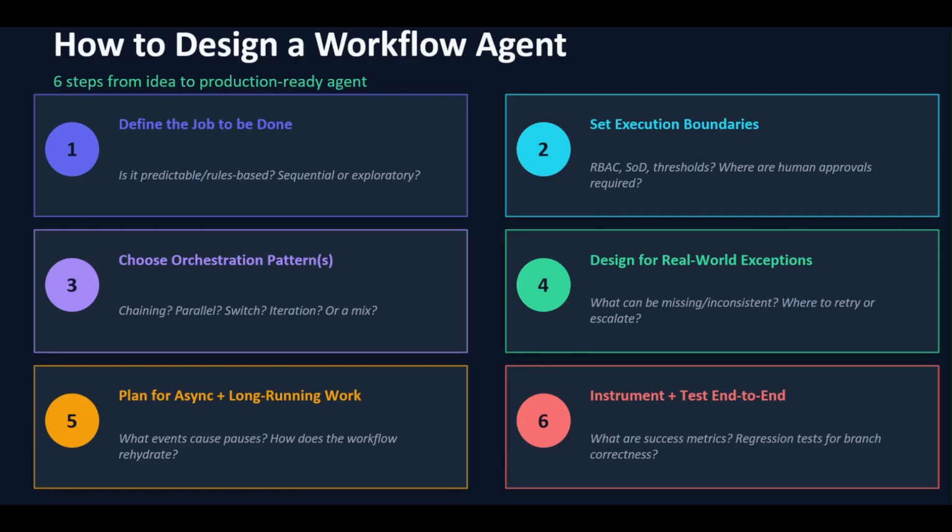Maybe based on some condition, we want to run two different nodes or workflows, right? So we can have those conditions separated out before we build a workflow. Moving on to the next step, that is step 4. We need to design for real world exceptions.